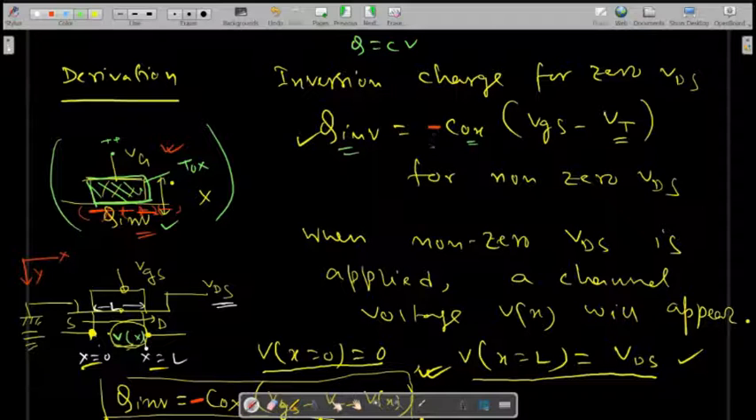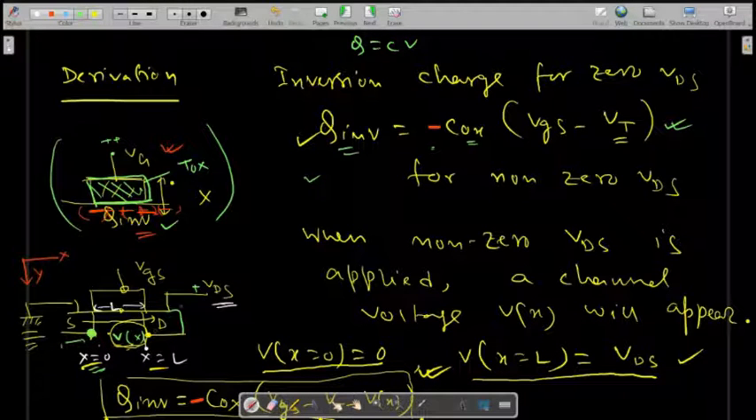This equation is okay for zero VDS, that means when we are not applying any VDS, so it is just like a capacitor. From the Q equal to CV relation, we can write this. But when you apply a VDS, that means at the drain side you apply some voltage and the source is grounded, there will be some additional voltage term. That means the voltage will vary along the x direction also. The source is grounded at x equal to 0, so we can say the value of voltage is V equal to 0.